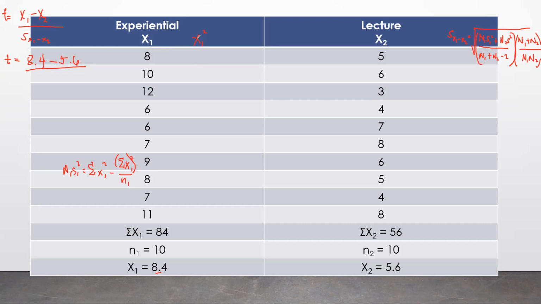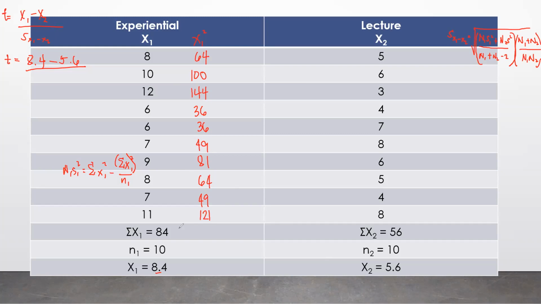So, 8 squared, i-calculate pa diyan, no? 64. Okay. I hope nasundan ha. Please tell me if hindi nasundan. 10 squared is 100. 12 squared is 144. 6 times 6 is 36. This is 36. This is 49. This is 81. 64. Bilisan lang natin ha. Ang ginawa ko diyan, nag-square ako sa kanila lahat. This is 49. And this is 11 squared. This is 121.